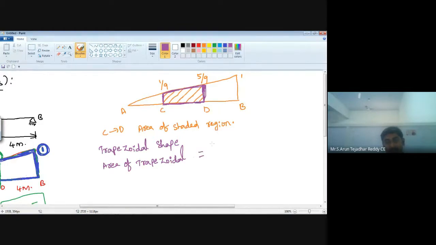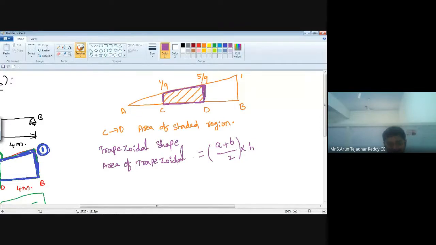That is (A plus B) by 2 into H. So area of trapezoid is (A plus B) by 2 into H. It means here we have two different values, two different ordinates, 1 by 9 as well as 5 by 9.